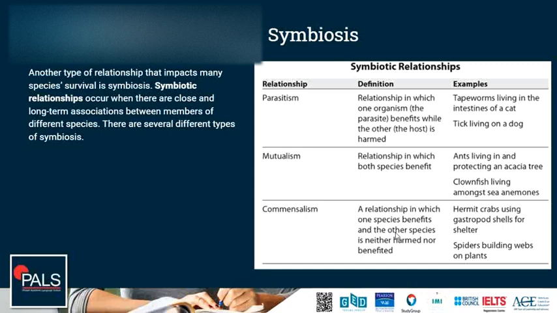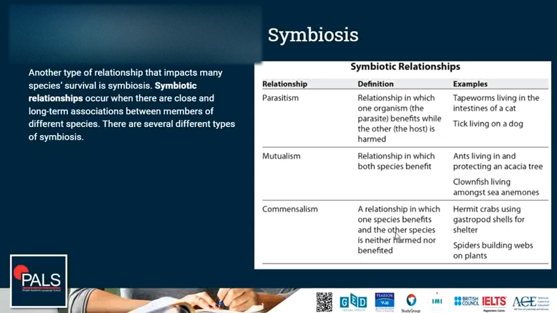Commensalism. This is a relationship in which one species benefits and the other species is neither harmed nor benefited. Hermit crabs using gastropod shells for shelter. The gastropods are already dead, but they leave their shells behind, which the hermit crabs can use. Spiders building webs on plants. The plants are not affected by that, but the spiders benefit.